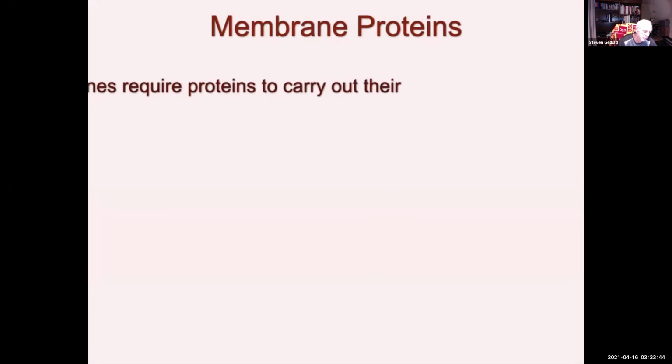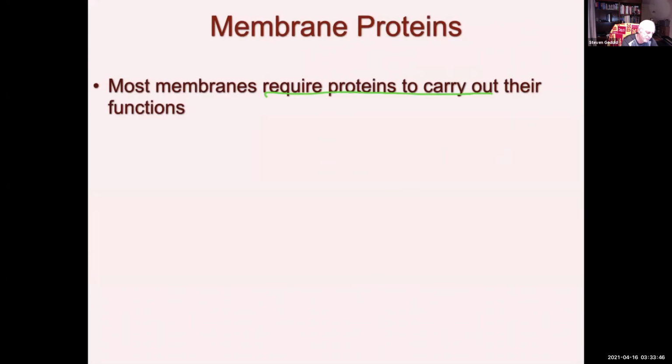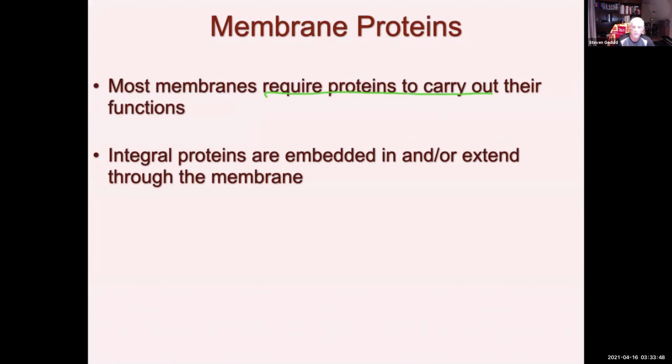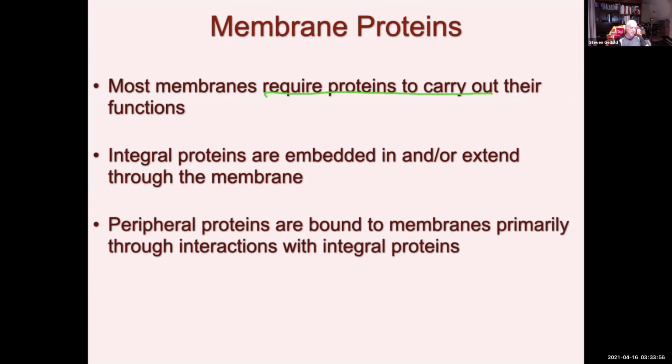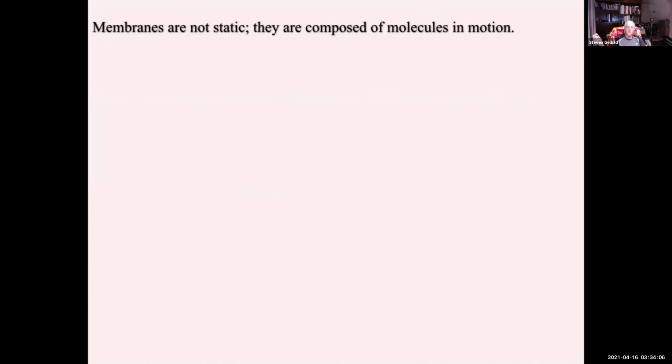Most membranes require proteins to carry out their functions. We talked about proteins a lot already. Integral proteins are embedded in or extended through the membrane. So they go in the side or completely through from one end to the other. Peripheral proteins are bound to membranes primarily through interactions with the integral proteins. So you have the integral proteins within the membrane binding to peripheral proteins on the outside.